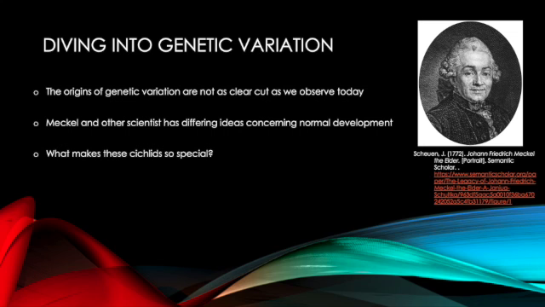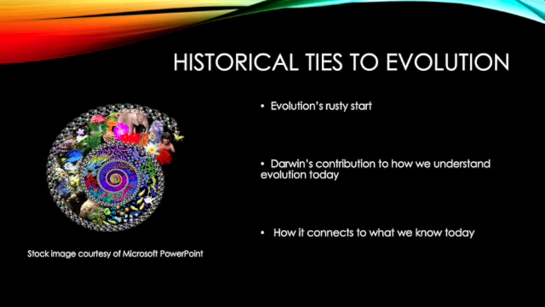In considering the cichlids, a study from Lowe et al. in 2013 highlights the genetic differentiation within the cichlid species, highlighting the difference in what we now know of genetic variation versus the history. So, how exactly does genetic variation in the case of the cichlids connect to the history of evolution? Well, the origins of evolution weren't exactly clear-cut either, just like the origins of genetic variation as well as what we've come to know about the cichlids.